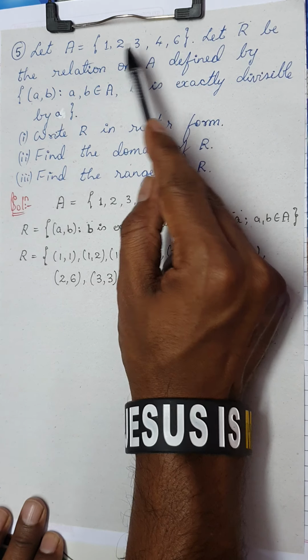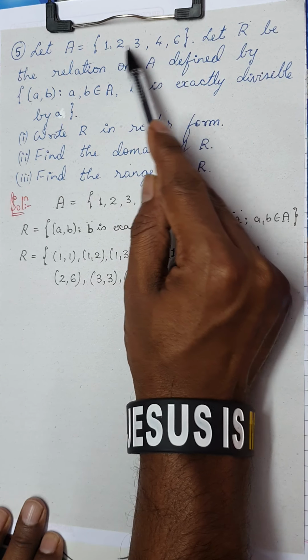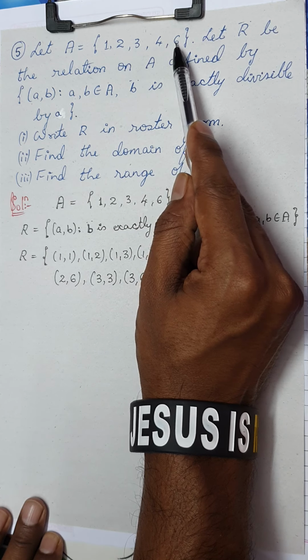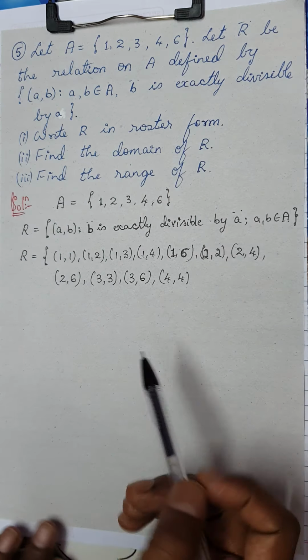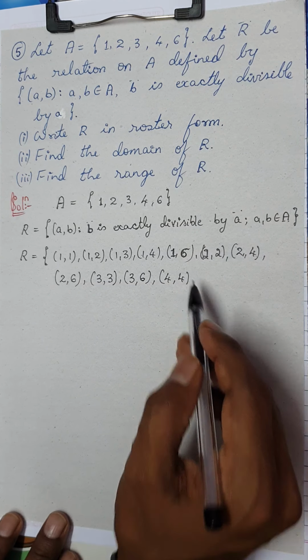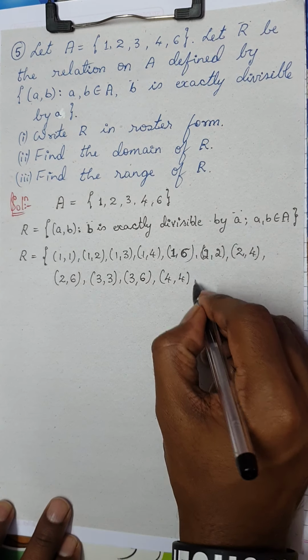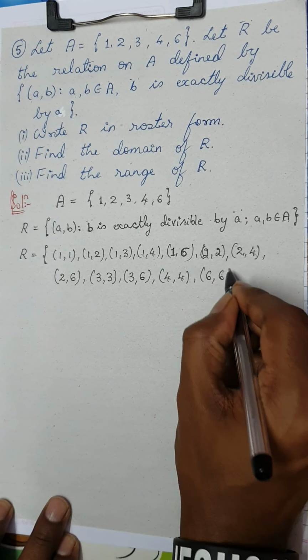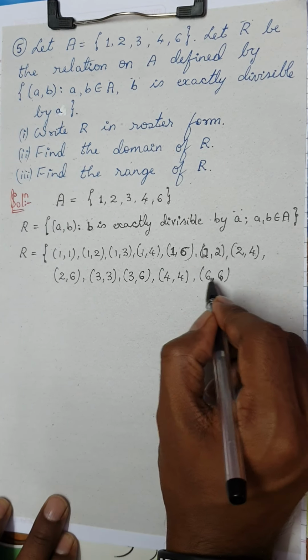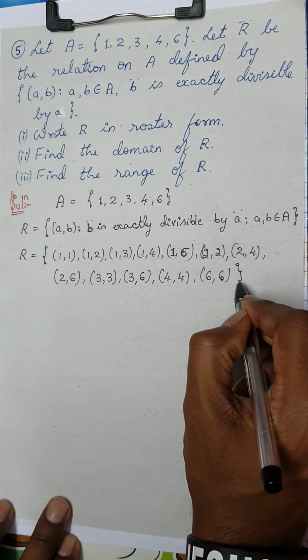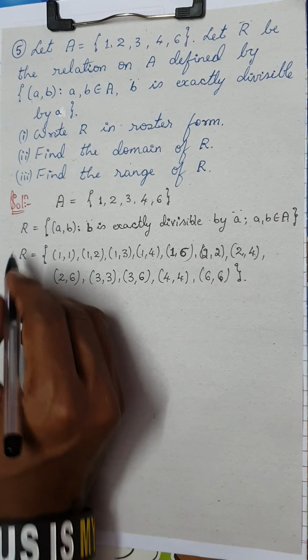4 doesn't divide 1. 4 is not completely divisible by 2. 4 is not completely divisible by 3. Neither is 4 completely divisible by 6. You cannot take (4, 6). And finally, going on to the element 6, the only way is (6, 6), so 6 is completely divisible by 6. Is it clear? So that completes the relation.